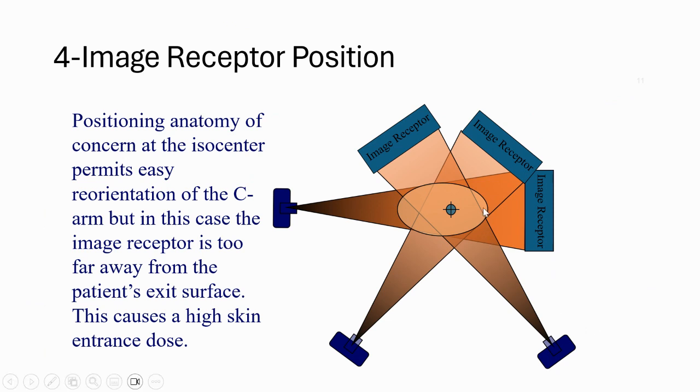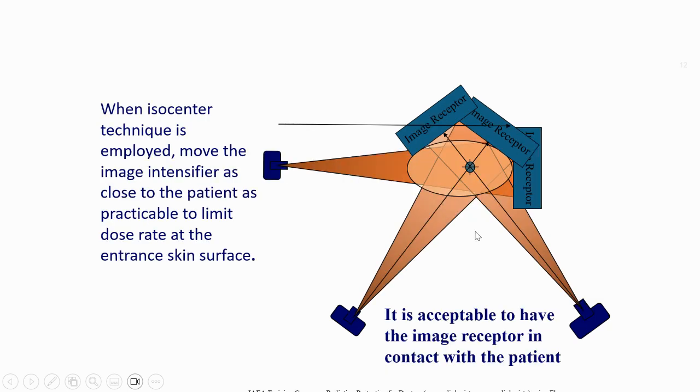Fact number 4, image receptor position. If you are going to scan a certain point inside the patient, you are taking different angles or different projections around the patient. So keep in mind to put the image receptor as close as you can to the patient. If the image receptor is too far away from the patient's exit surface, this causes high skin entrance loss. So it's acceptable to put the image receptor close to or in contact with the patient's skin.